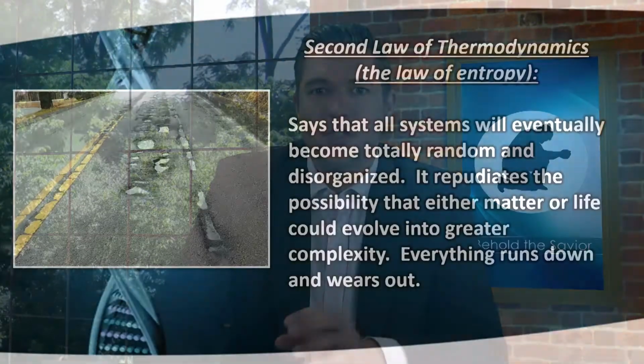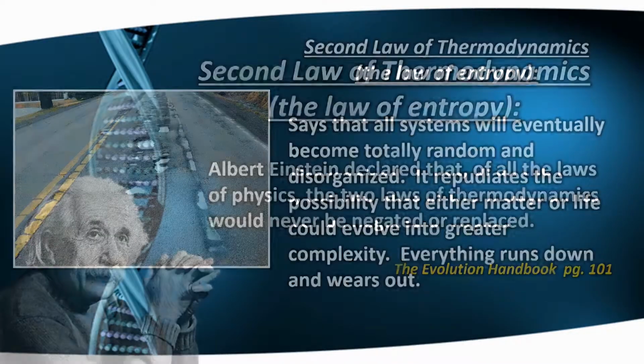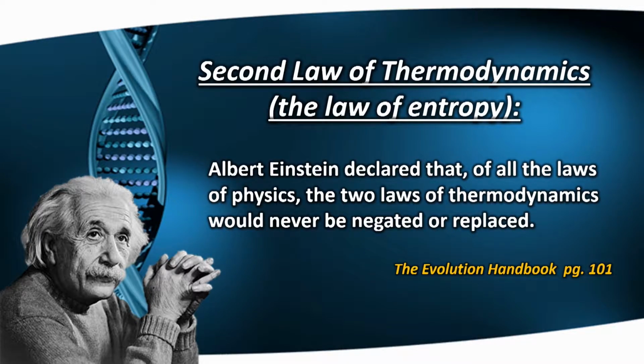That's the second law of thermodynamics in action. All things tend to break down and wear out. Things are not getting better, things seem to be getting worse. Left to themselves, they're not improving, they are going downhill. Albert Einstein had something to say about this. He declared that of all the laws of physics, and there were two laws at the time, the two laws of thermodynamics would never be negated or replaced. In other words, science has to violate laws of nature for evolution to be correct.